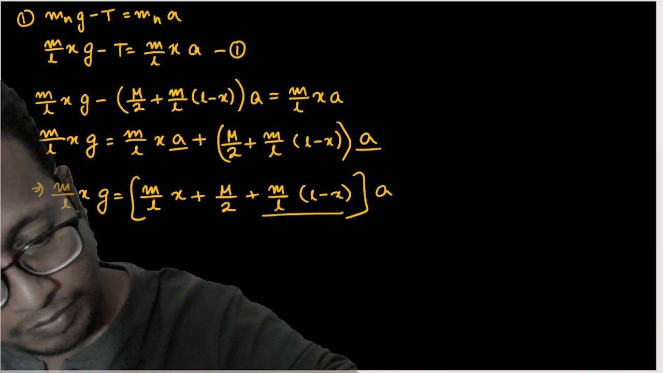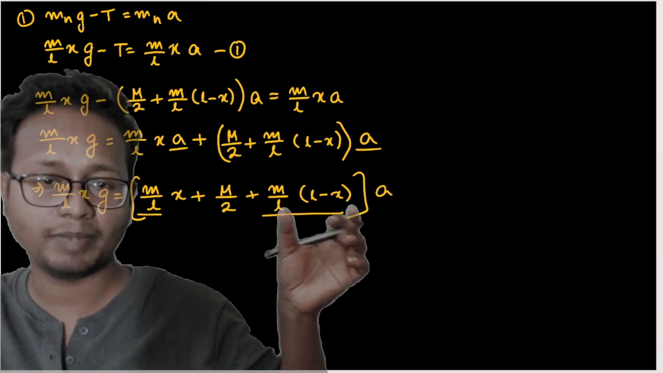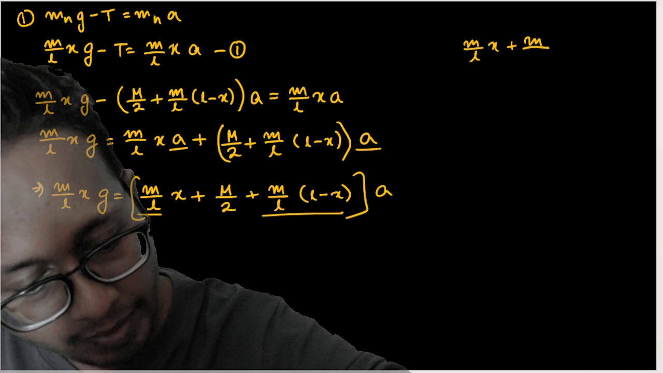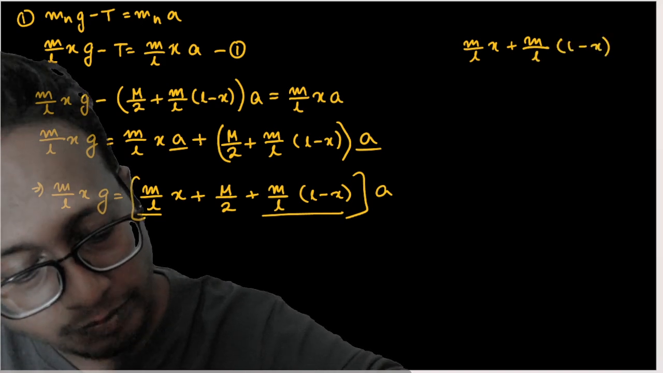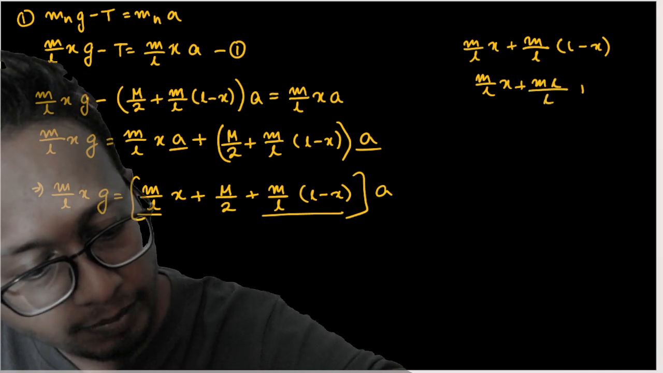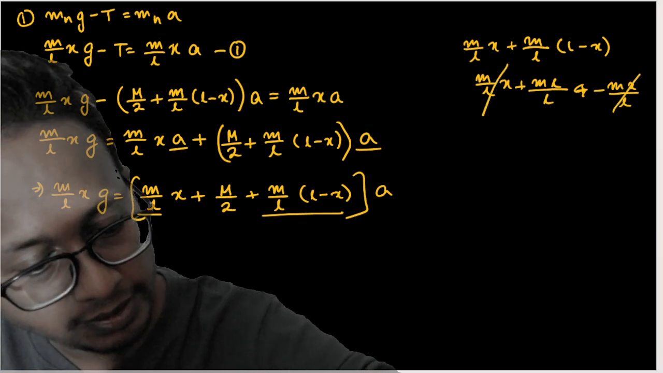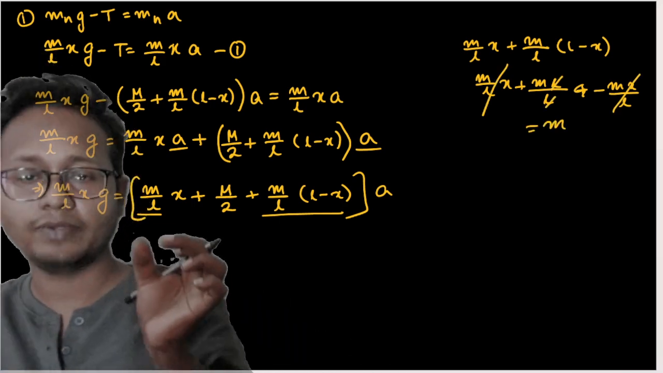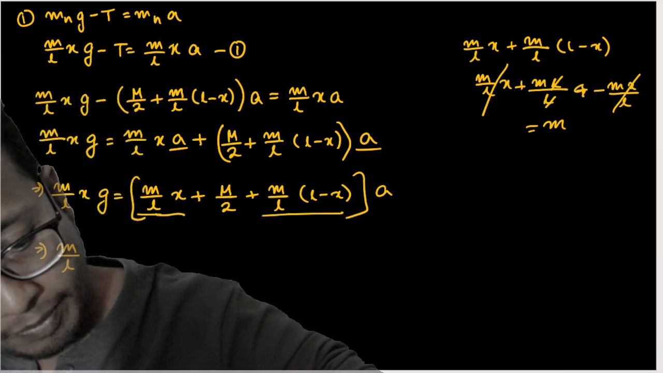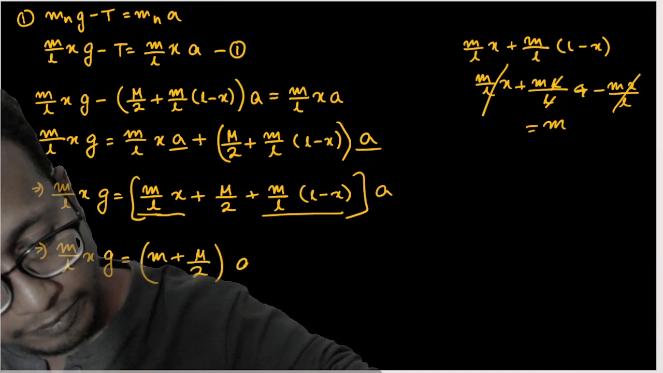Now if I add these two terms, m by l into x plus m by l into l minus x, I'll get m by l x plus m l by l minus m x by l. If you add these two values, I'll get m. So m x by l into g is nothing but m plus m by 2 into a.